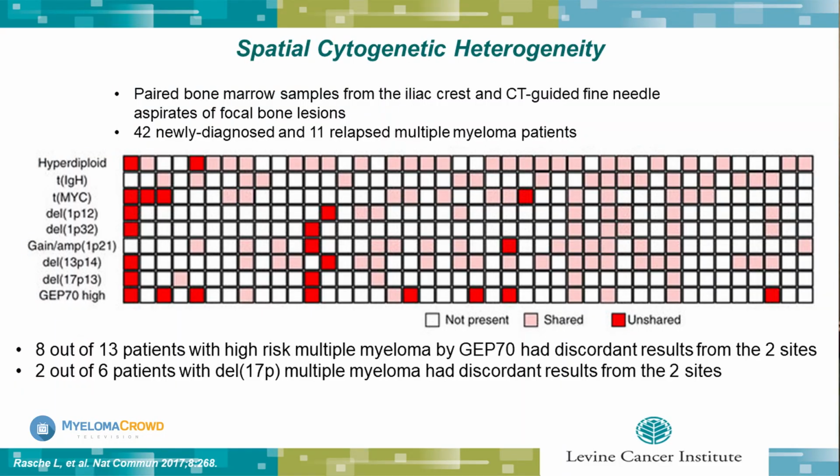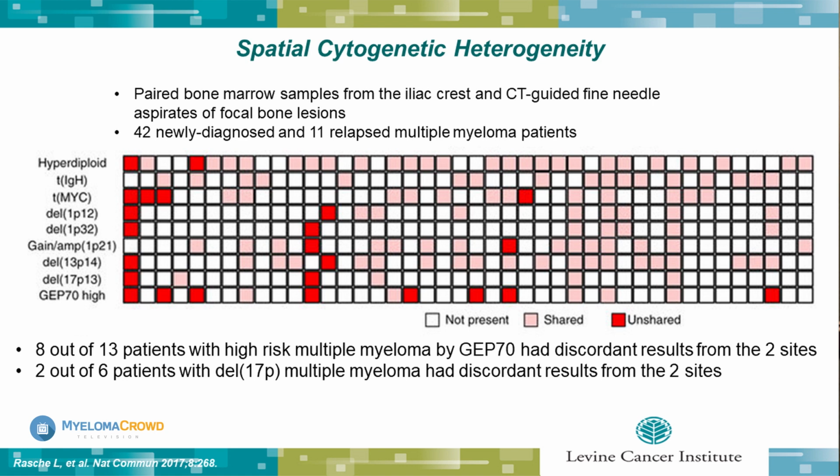And this is the data that they derived with regards to the chromosomes. And what you can see here, the dark red here are lesions that are not shared by the two different sites. And what I want to point out here is a couple things. With regards to deletion 17p, and again, I've mentioned that this is a high-risk marker, 2 out of the 6 were not shared. In other words, there were patients that had deletion 17p at one site, but not at the other.